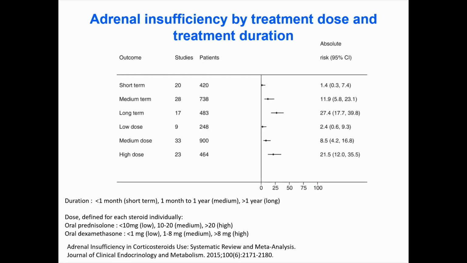And then this is looking at the risk of adrenal insufficiency by the treatment dose and the duration. As we would expect intuitively, the first three bars are people with short, medium, or long-term use of steroids. The longer they've been on them, the higher the risk. And in the bottom three, low, medium, and high dose, the larger the dose, the higher the risk of adrenal insufficiency.